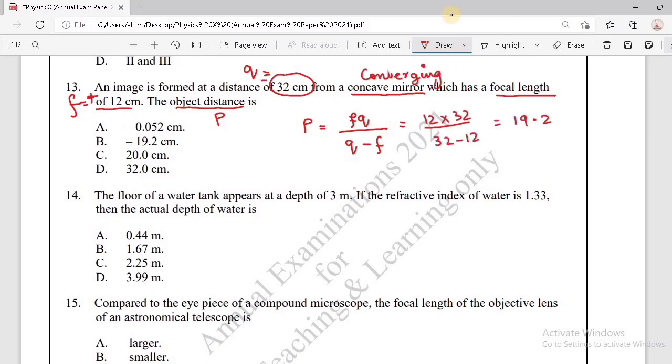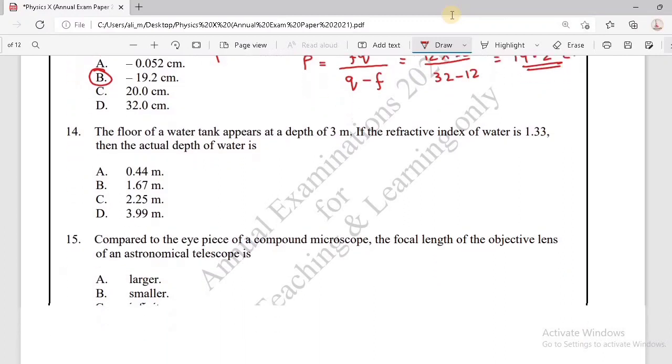This concave mirror is a converging mirror, so the focal length is taken as negative and q is 32, that is positive. While substituting the values, we will get 19.2 centimeters. So the correct answer for question number 13 is option B.